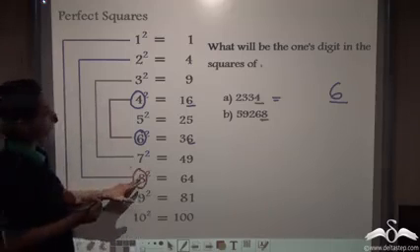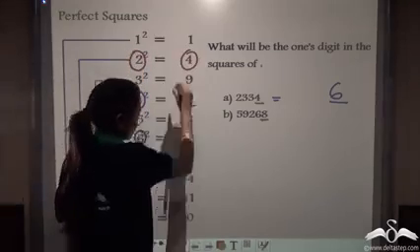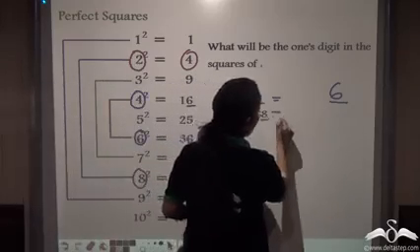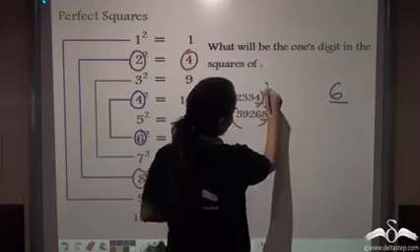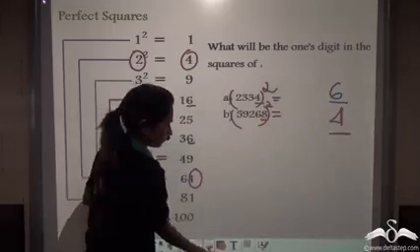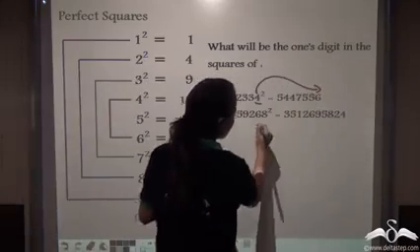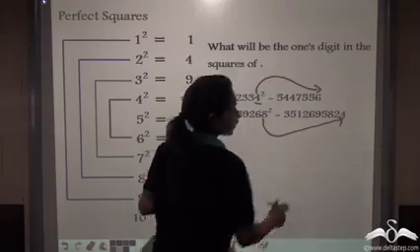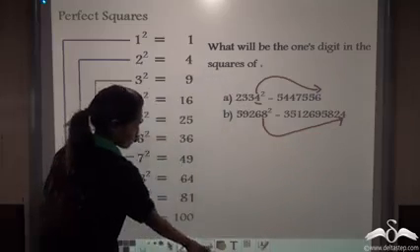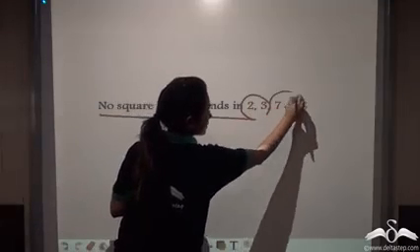Similarly, look at 8. Any number that ends with 8 or ends with 2, their square numbers will have 4 in the unit digit. So I can say this number ends in 8, so its square will have 4 in the units digit. Look, 4 always has 6 in the unit digit and 8 always has 4 in the unit digit. Their square numbers will always end in these digits. So now you're clear that no square number ends in 2, 3, 7 or 8.